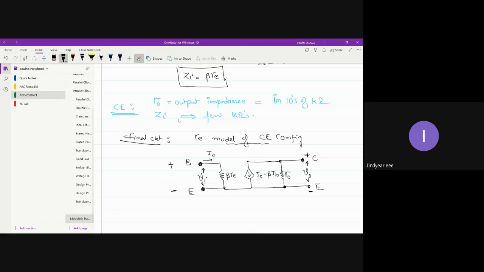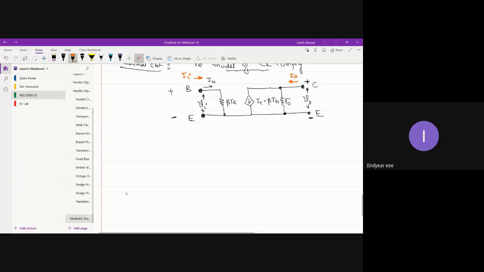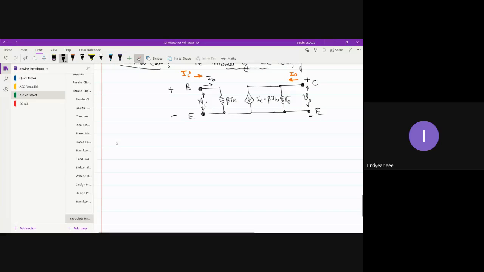You can also mark the standard current directions. As per two-port network topology, we assume inward current directions. So I0, and over here we would take the inward current direction II. This is how we take the current directions. So this is about your RE model of common emitter configuration.